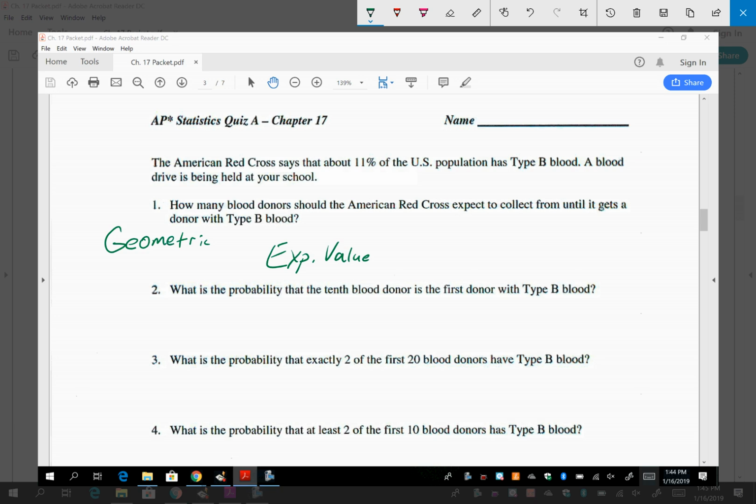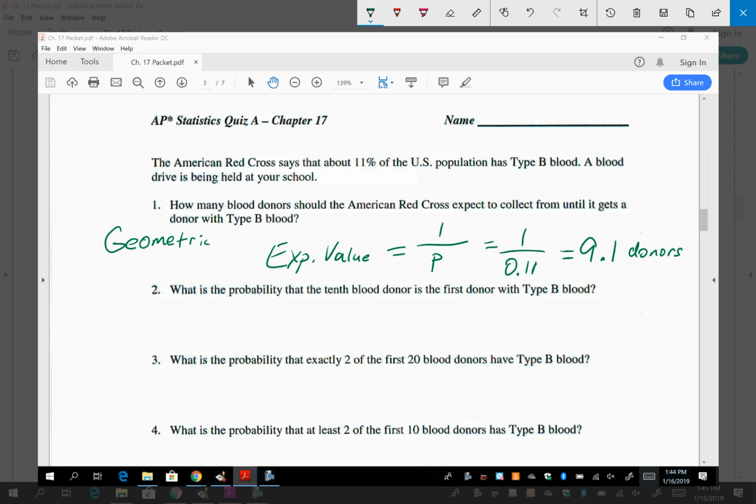All right, now the formula for the expected value with a geometric model is 1 over your probability of success, or P. What is our probability of a success in this problem? 0.11. So I'm going to write 1 over 0.11 and get 9.1 donors.